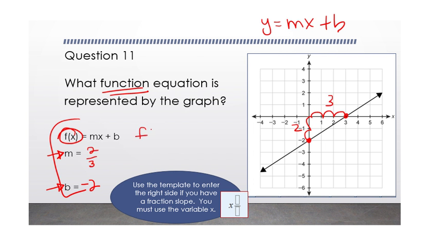So when I substitute all of that in, I'd have f of x equals 2/3 x plus, or in this case it would be minus 2, since my y-intercept is negative. Remember, if you have a fraction as your slope, you have to use that fraction button in the OHS to make sure that it inputs correctly when you're typing in your answer.